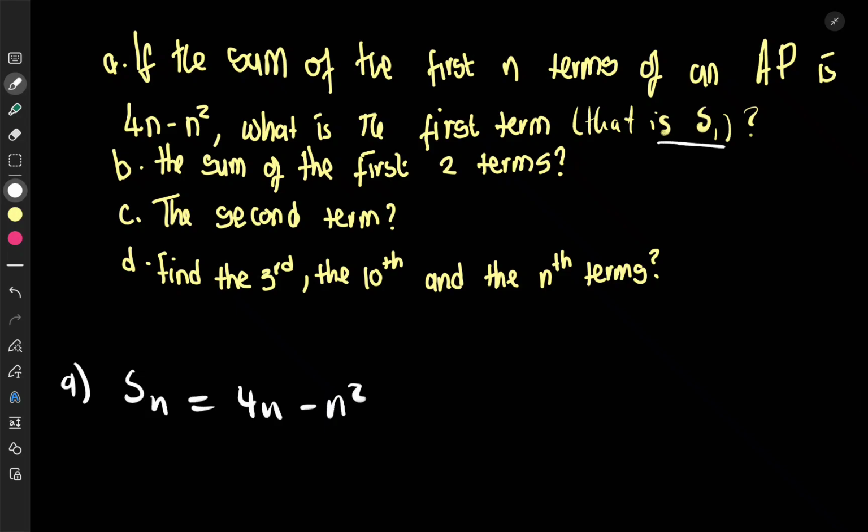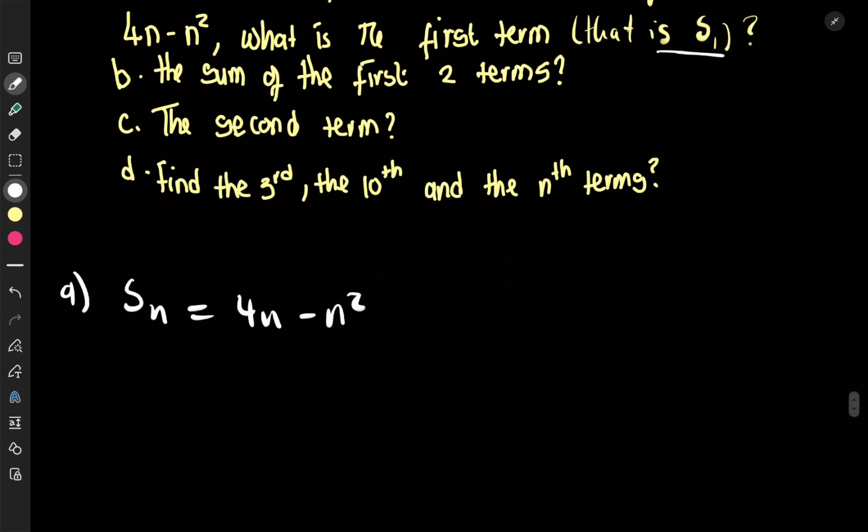Do you think they needed to tell you that? The sum of the first term, you're adding what? You're adding only one thing to itself. So you didn't need to be told that. S1 is also the first term. So if you only know the Sn, the formula for a sum, and they ask you for the first term, they are simply asking for S1. Never forget that, okay?